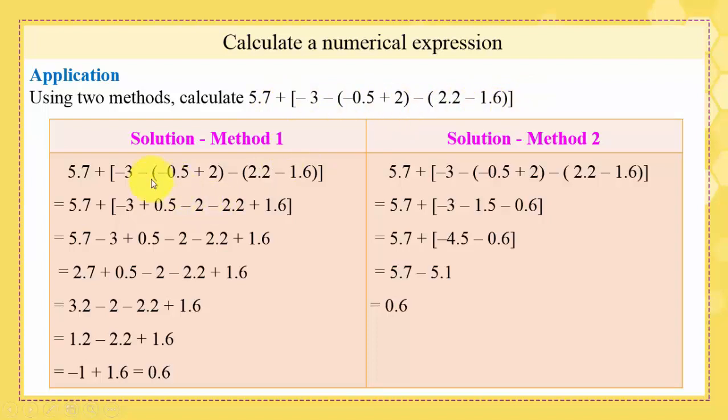First method, we remove a parenthesis preceded by minus, so we change the signs. Then this bracket is preceded by plus, so it doesn't change any sign. Then you calculate by grouping or left to right.